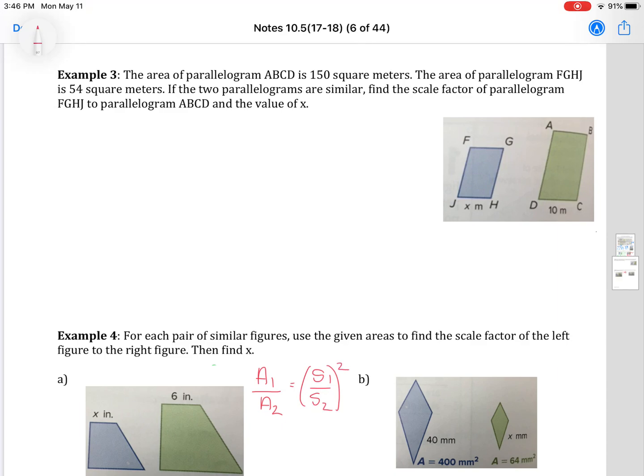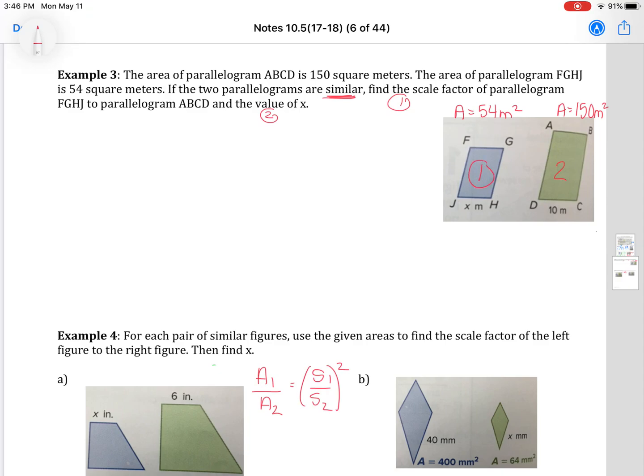All right, but now it's telling us area of the parallelogram ABCD. So this area is 150 meters squared, and the area of the one on the left is 54 meters squared. Okay, if the two parallelograms are similar, so that's the key, we're going to find two things. Step 1, we're finding the scale factor, and step 2, we're finding the value of x. Okay, so there's two important things we have to find, but we have to use the formula first.